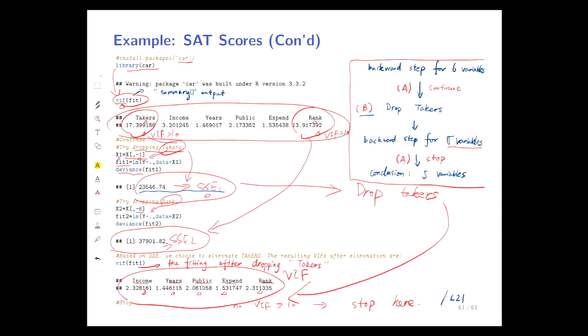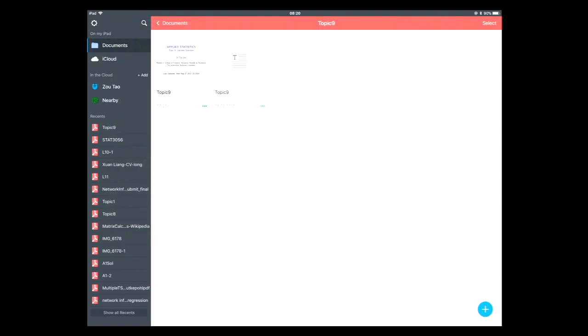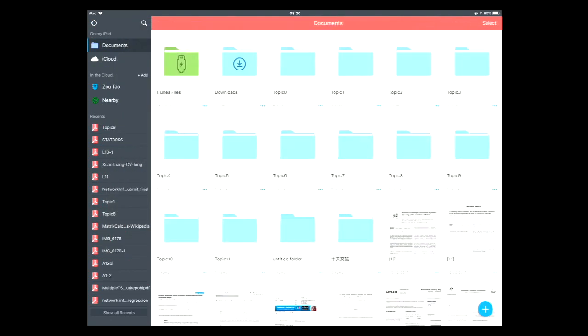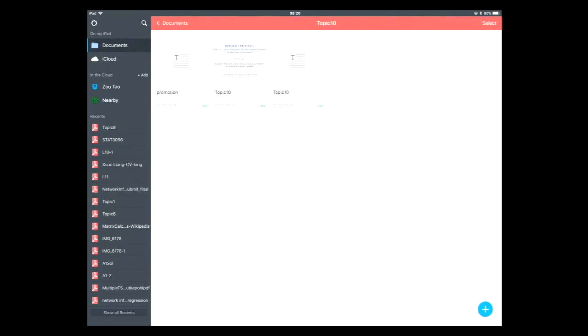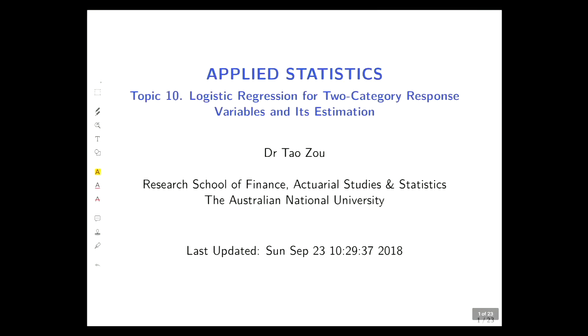Okay, so if there is no question, we can take a very brief 1-minute break, and then we are going to start a totally new topic about logistic regression.